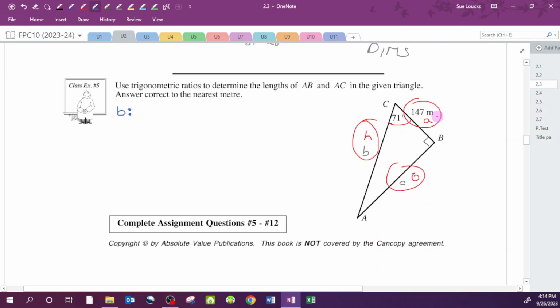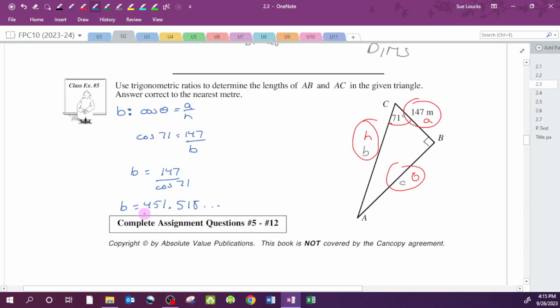So for B, I'm going to use this one because that's the number I know. I'm going to use the adjacent and the hypotenuse. So that's cosine. Cos theta is adjacent over hypotenuse. So cos 71 equals 147 over B. So B equals 147 over cos 71. And I get B equals 451.518 and a bunch of other digits.